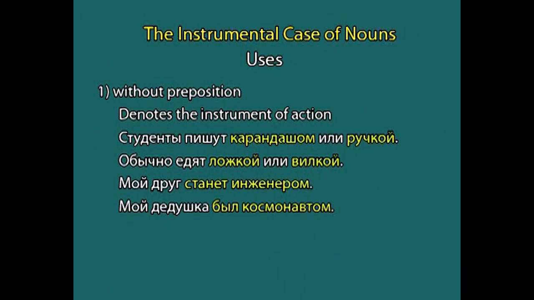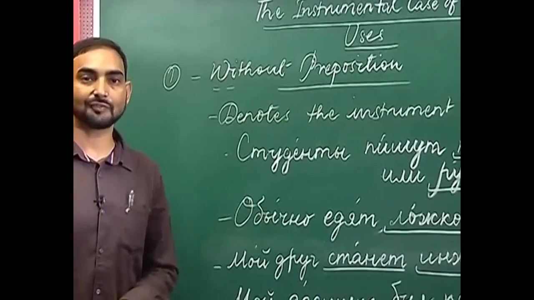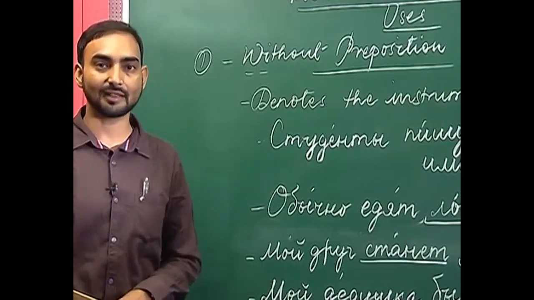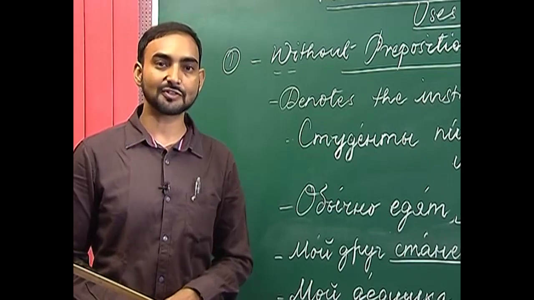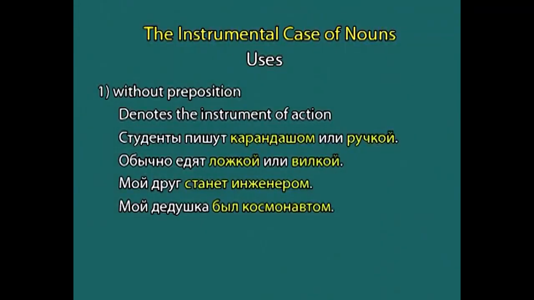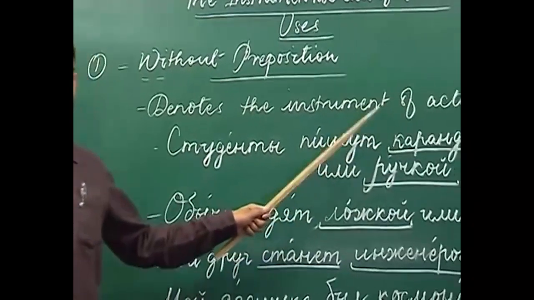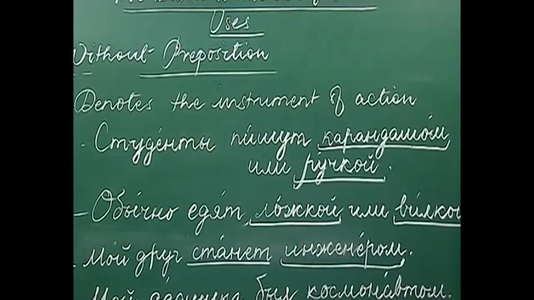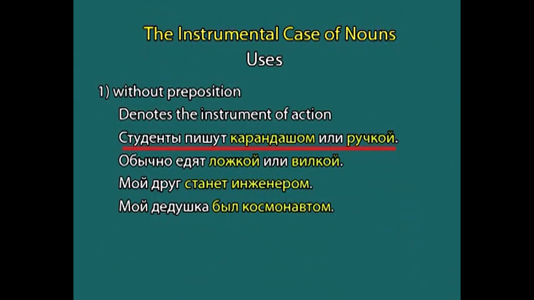So, the first use I have written here is without preposition. The instrumental case of nouns can be used without preposition, and as the name suggests, how do you define the instrumental case? Something that denotes the instrument of action. The primary use of the instrumental case of nouns is to denote the instrument of action, especially when it is used without the preposition. For example, студенты пишут карандашом или ручкой.